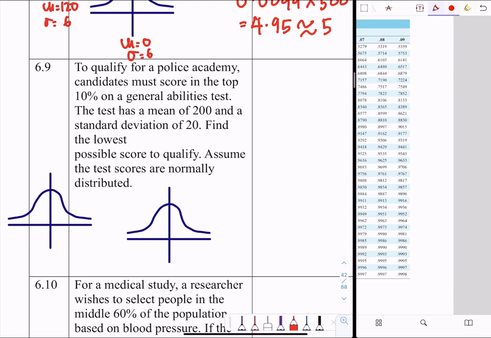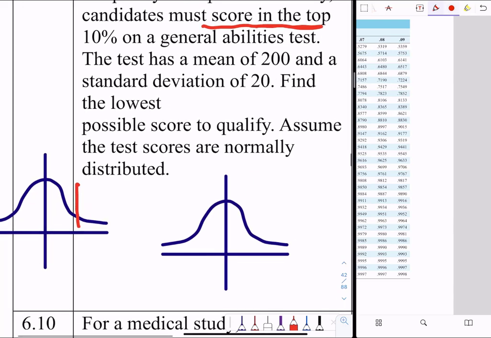So we have one graph, another graph. This one they are giving you the area. Then you need to find the lowest score, or the test score. Top, they must be at the right. At the right, and the area here is 10% or 0.1. The mean is 200. The standard deviation is 20. Now they want you to find the possible lowest score based on the area.